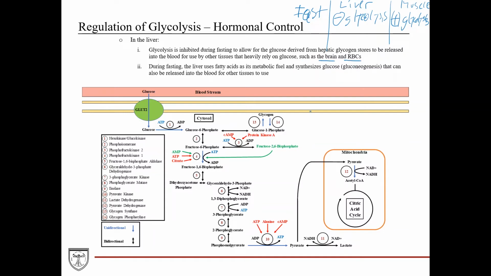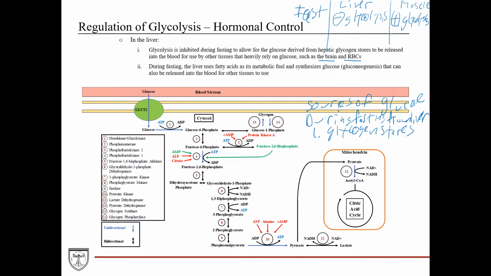And so the two main sources of glucose during fasting from the liver are glycogen stores.